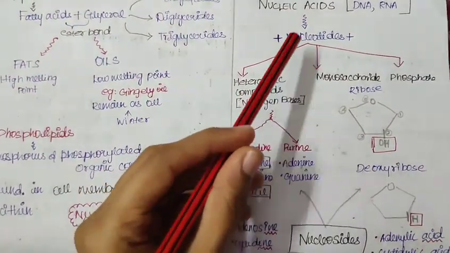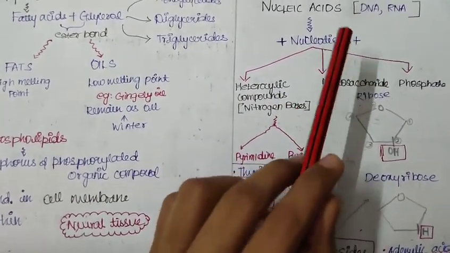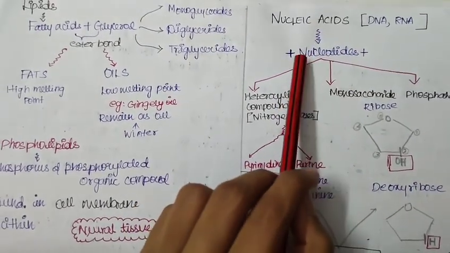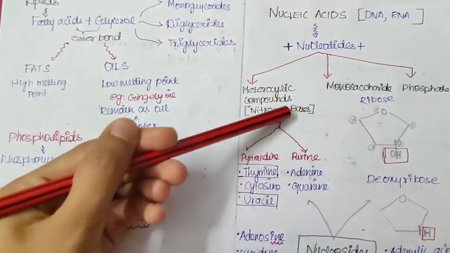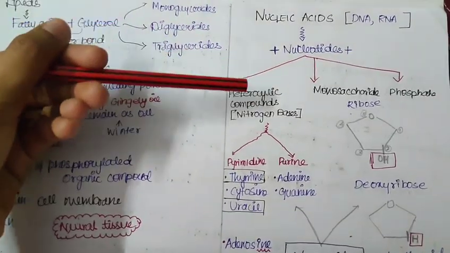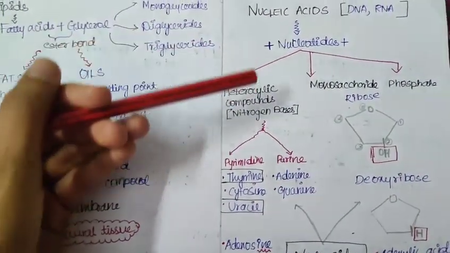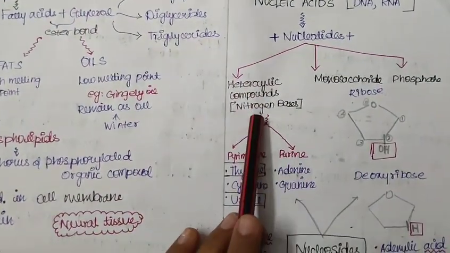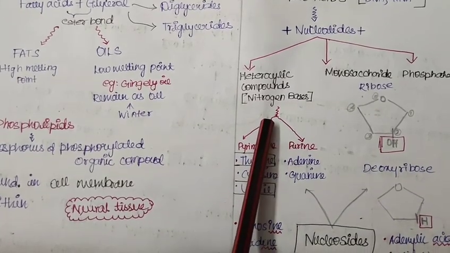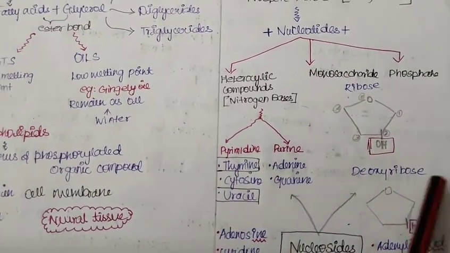This nucleic acid is formed by the addition of nucleotides. Okay, nucleotides. Now we will talk about the nucleotides in detail. What are the materials which form the nucleotides? The nucleotides are made up of three materials basically. One is heterocyclic compounds, which are also called nitrogenous bases. Another is monosaccharide and another is phosphate.